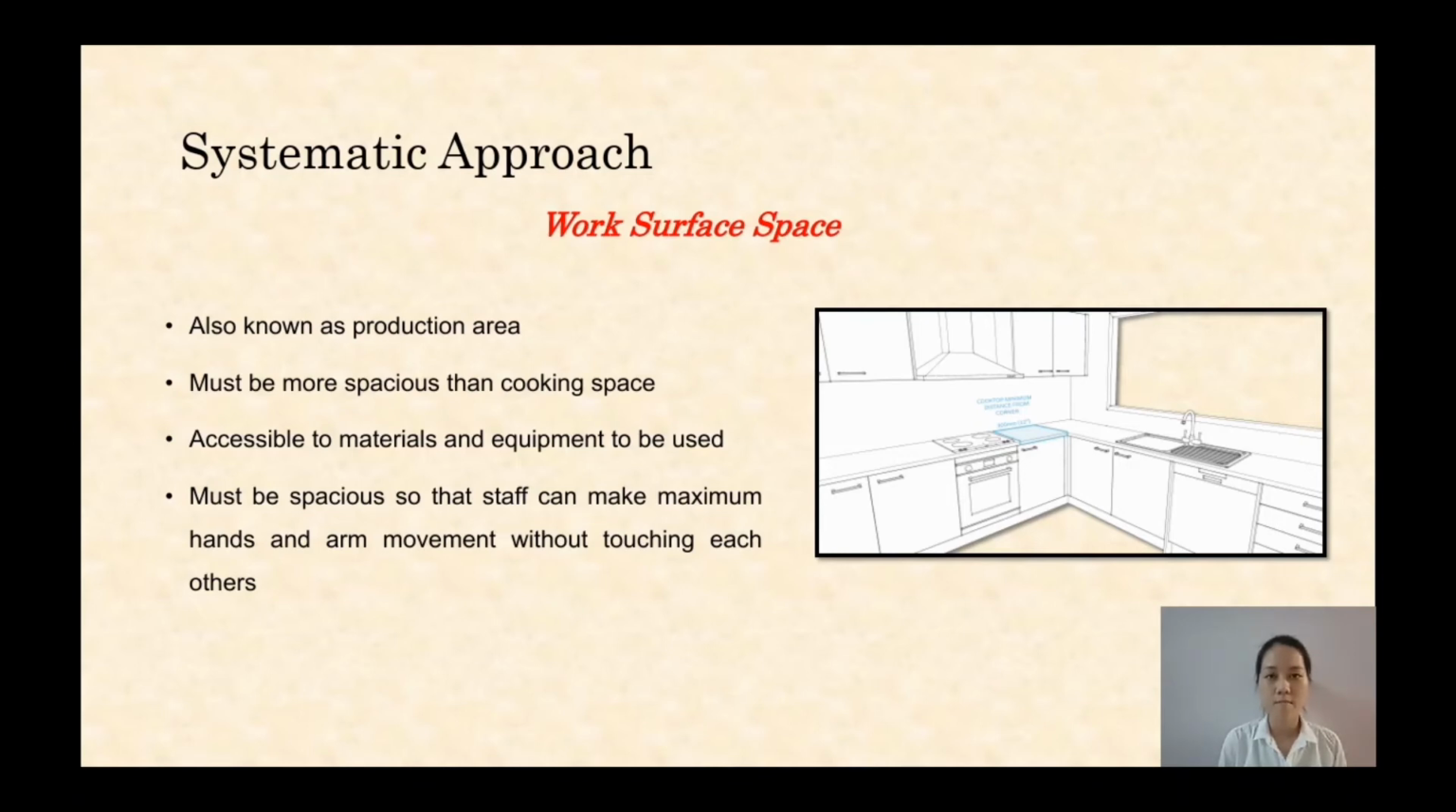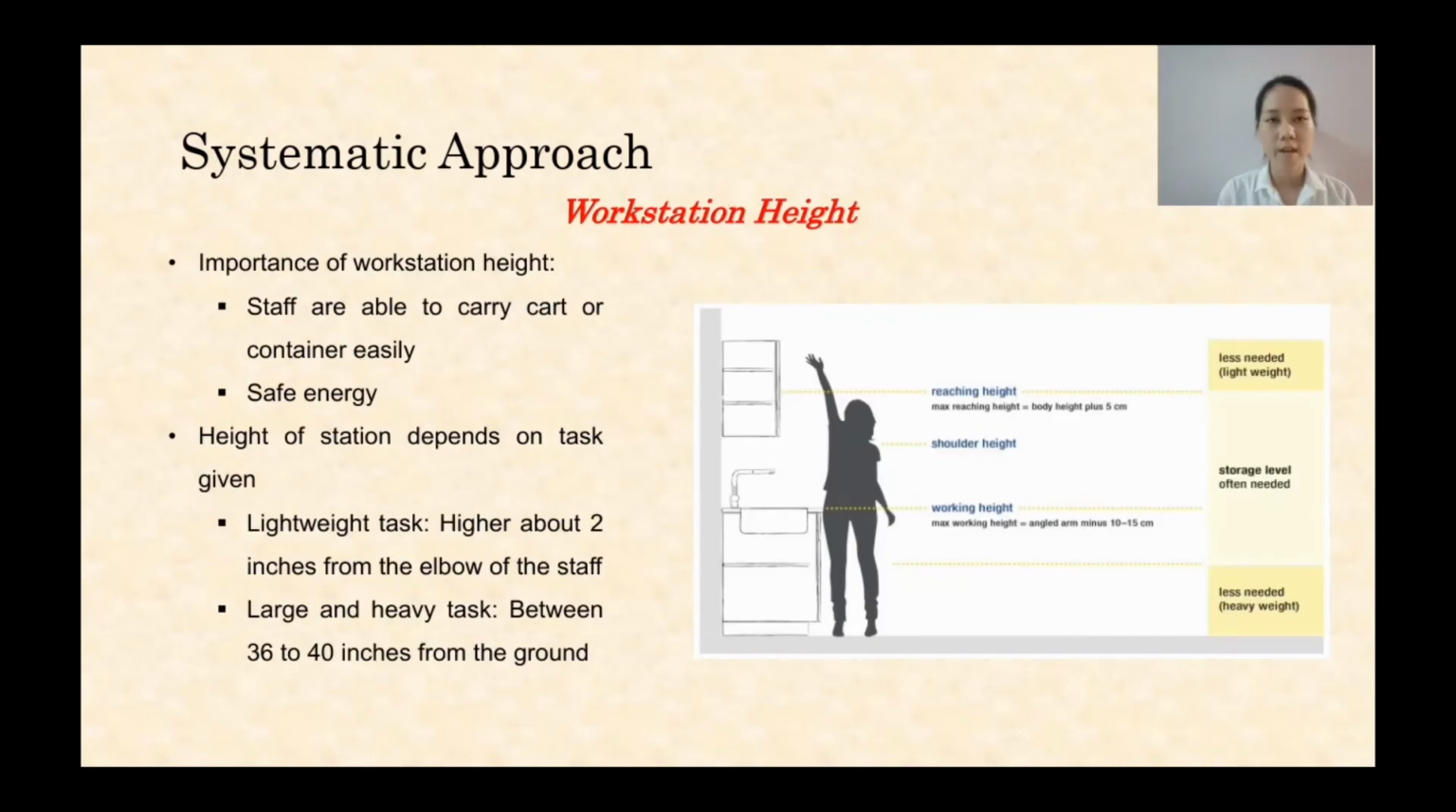The next one is the workstation height. The height of a workstation is important so that the staff are able to carry carts or containers easily and also save their energy. The height of a station depends on the task given. For a lightweight task, it should be higher, about 2 inches from the elbow of the staff, and for a large and heavy task, the station should be lower to make it easy to pick things up. It should be between 36 to 40 inches from the ground.